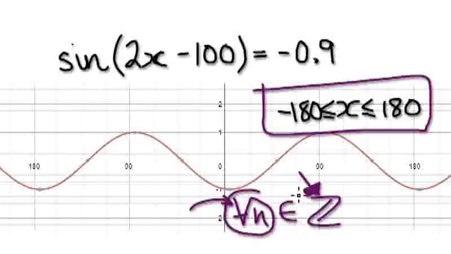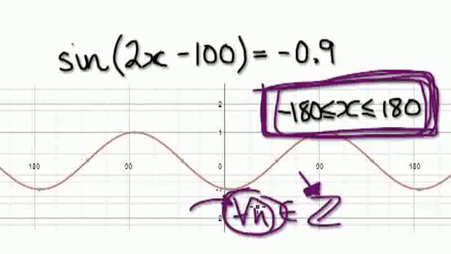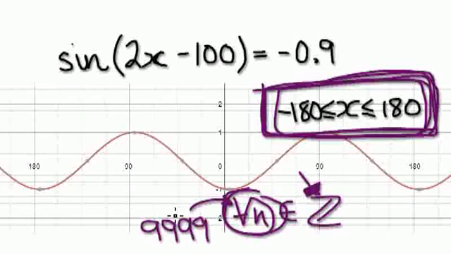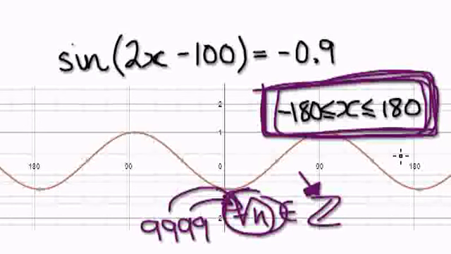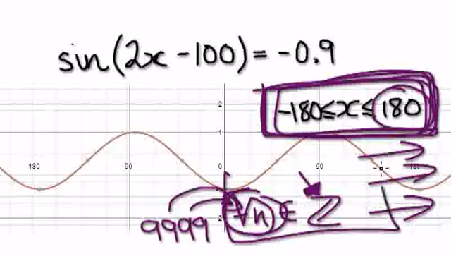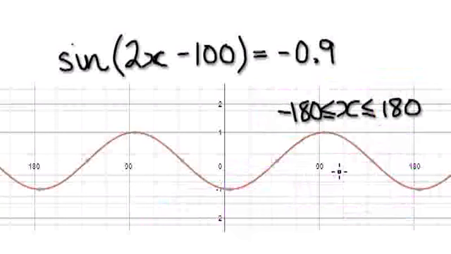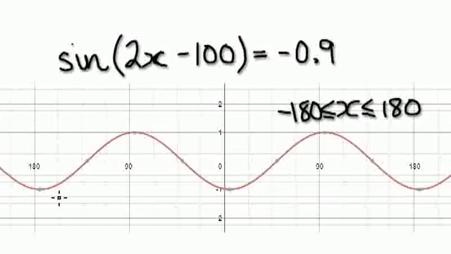But by me placing this condition on the solution, you cannot say for all n, because if I put 9999 into this n here, it's going to give me a solution that's beyond. It's going to give me a solution miles down there, beyond 180. So you cannot say for all n belonging to the set of integers. Okay. Well, anyway, solve this.